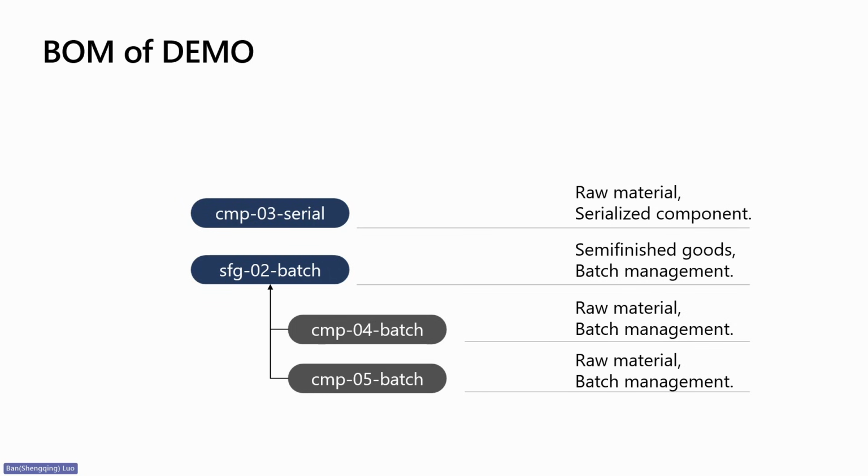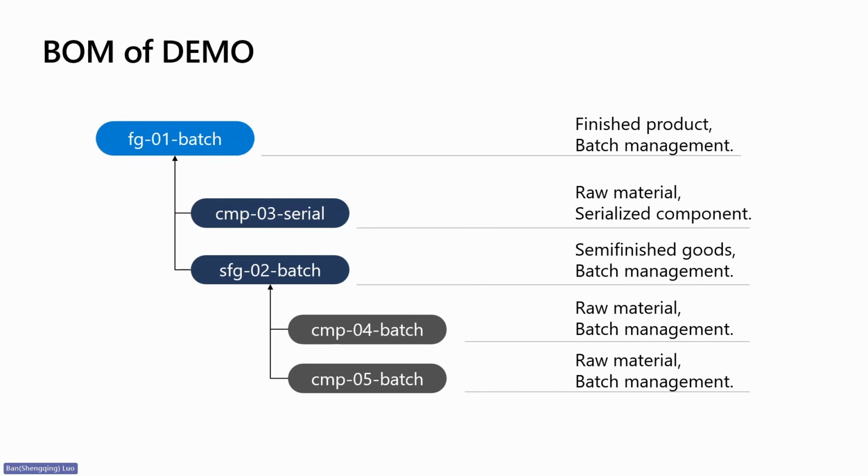Then we can consume the SFG-02 batch with another component, 03-serial. This is a component managed by the serial number. So we will use these two components to build the final finished good called FG-01-batch. So this is just an example of the BOM of the demo. It can be used for both discrete manufacturing and process manufacturing.